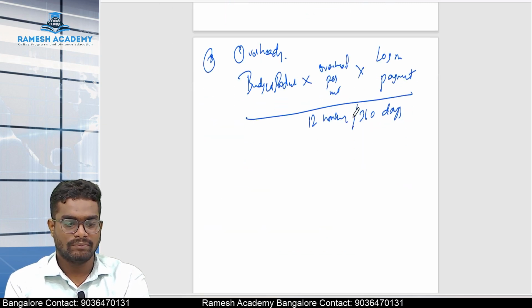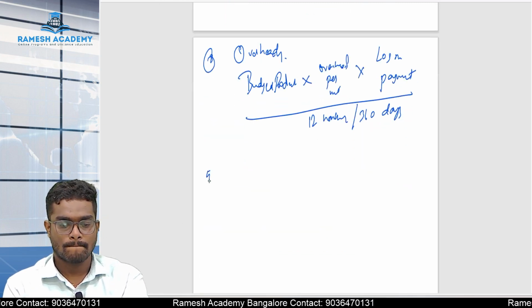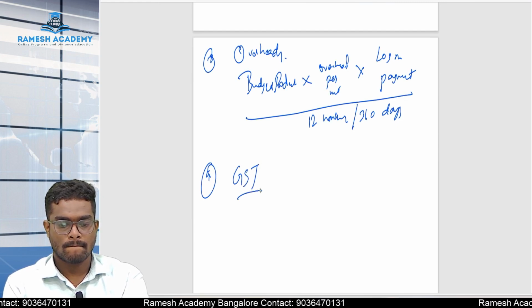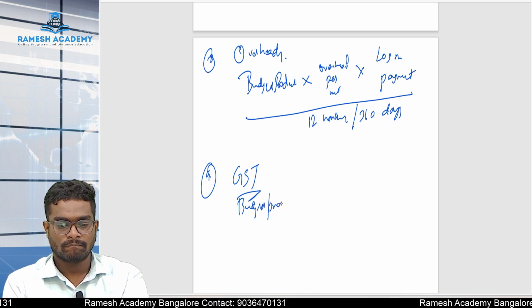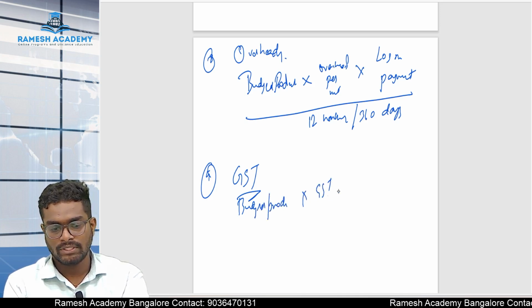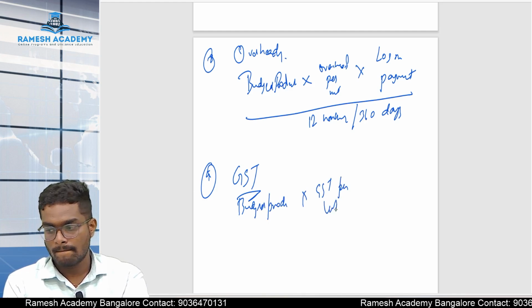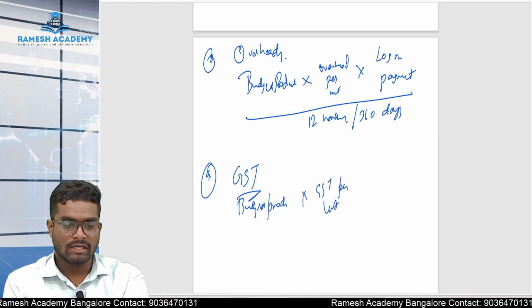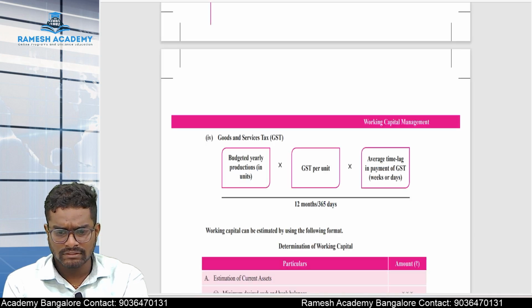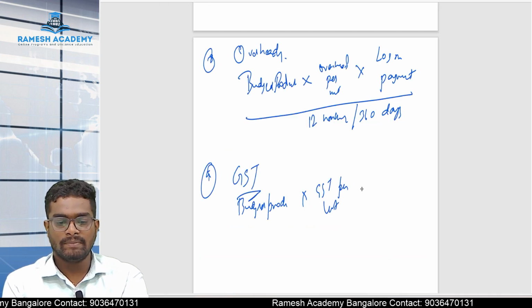So GST is simple. GST is budgeted production into GST per unit. Okay, and average lag time, I guess. Average, yes. So obviously we will be paying GST following the month, no?